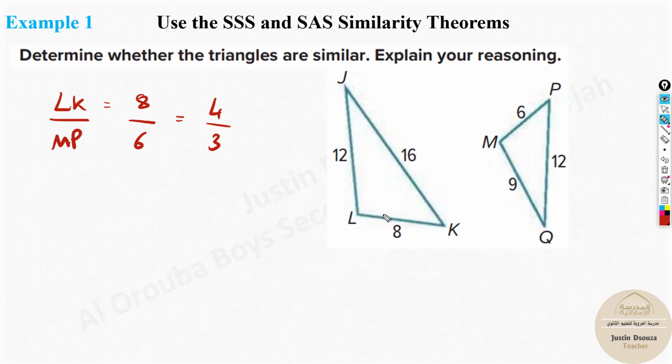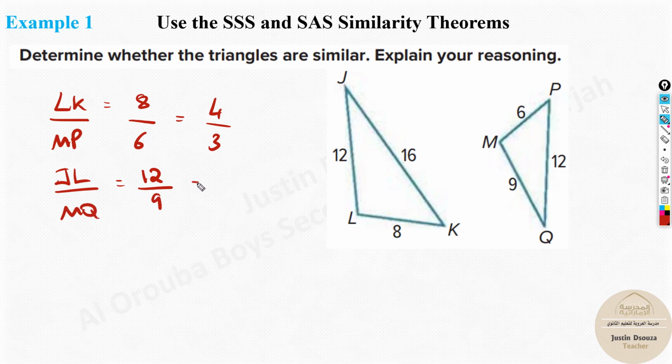I will go in ascending order. So, smallest is done. Let me go to the next biggest. That is 12. That is JL. So, JL divided by, that is equal to 12. What is the second biggest here? It's 9. So, that is MQ.